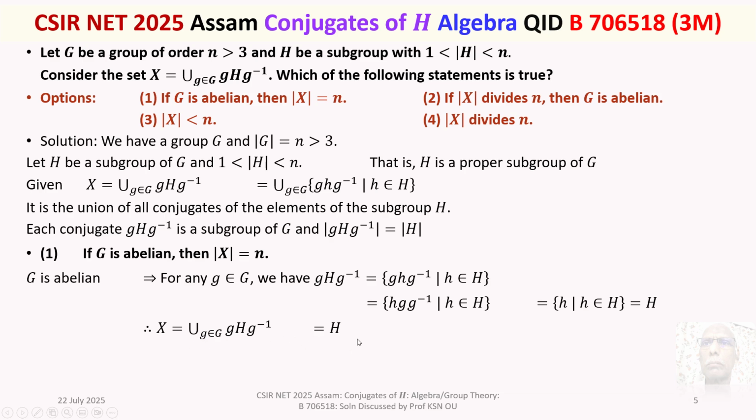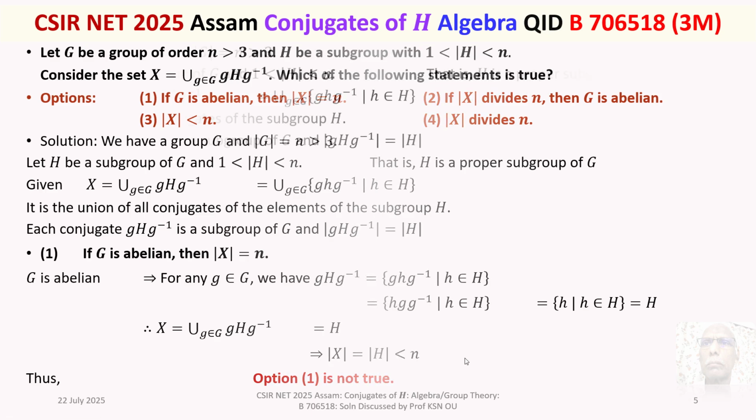Therefore, X is H. The order of X is the order of H, but the order of H is less than n. Therefore, option 1 is not true. In option 1, it is given order of X is equal to n, but we got order of X less than n. Therefore, option 1 is not true.